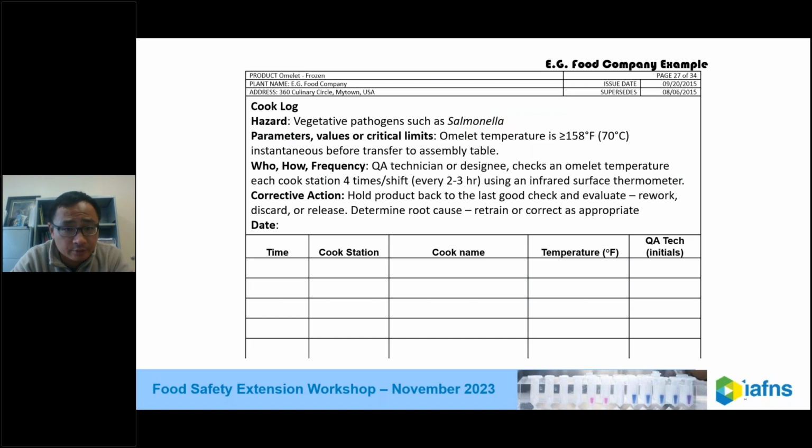This is an example which talks about hazards, parameter, critical limits, how, who, frequency we're going to do, and the corrective actions. So this is another example for you to use if you are working in a company to have these types of documents.